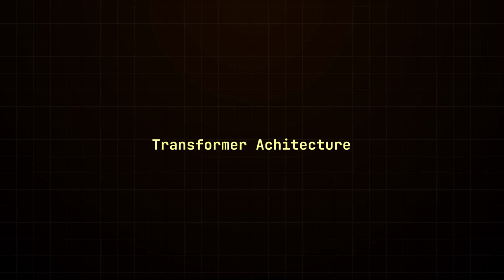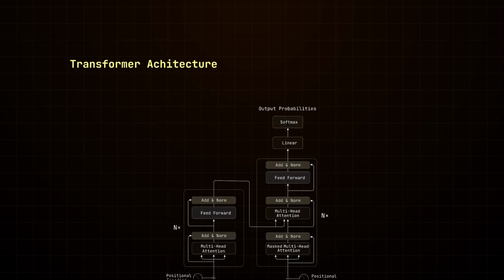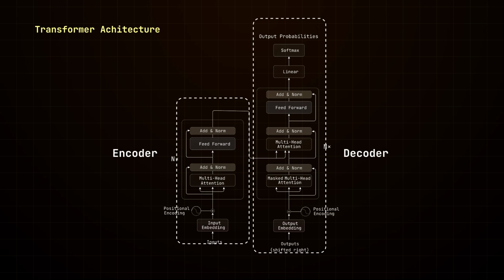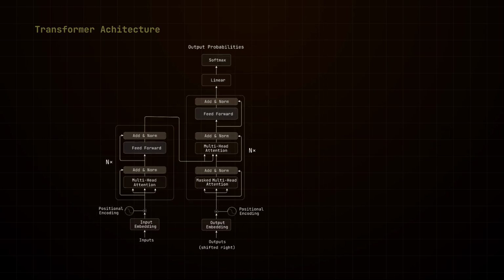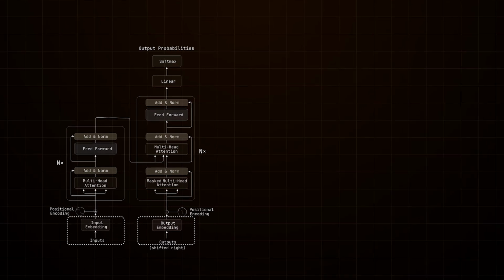In this video, we'll take a deep dive into the transformer architecture. By the end of this video, you'll have a clear understanding of how AI-powered text models are built. Step 1. Input processing. Let's break it down with an example.